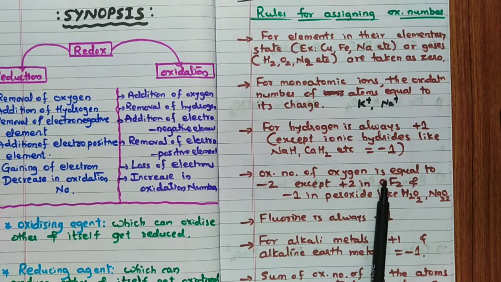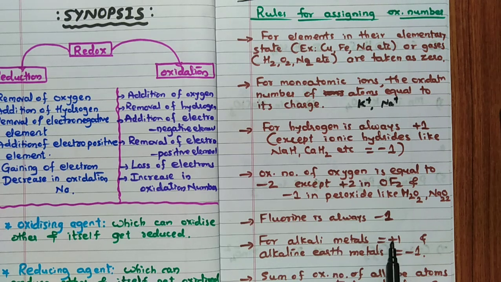Then the oxidation number of oxygen is minus 2. Always it is minus 2, except plus 2 in OF2, because oxygen is less electronegative there and fluorine is highly electronegative. It is minus 1 in peroxides like hydrogen peroxide, sodium peroxide. Fluorine is always minus 1. Remember this point. For halogens, you can take it as generally minus 1, but halogens like Cl, Br, I can exhibit plus 3, plus 5, plus 7 also. But fluorine is always minus 1.